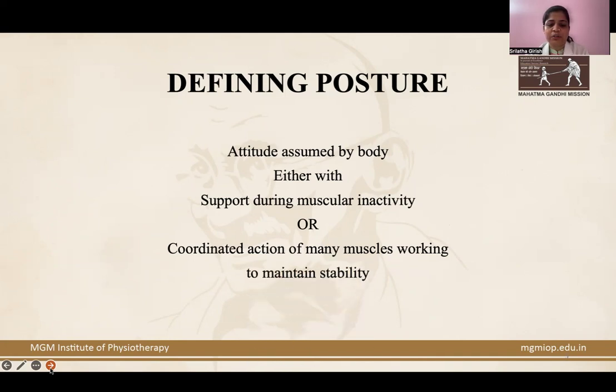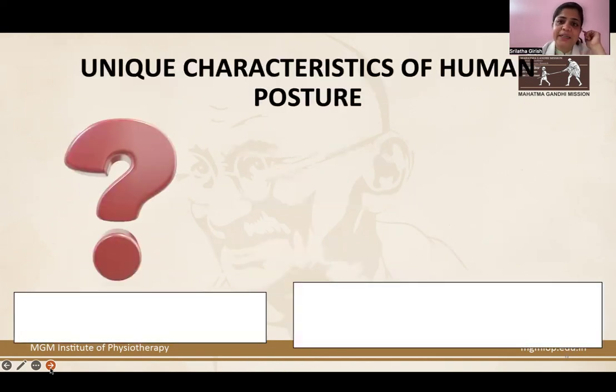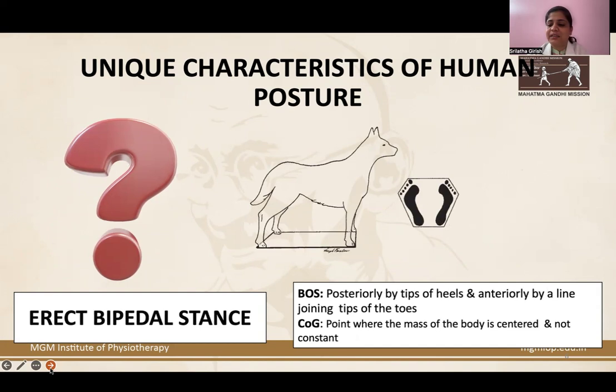Now let's look into the unique characteristics of human posture. As we all know, we stand upright on 2 feet. This means we have 2 points touching the ground. Therefore, human posture is referred to as a bipedal stance, which is bound at the front by the line connecting the toes and behind by the heels of our feet.